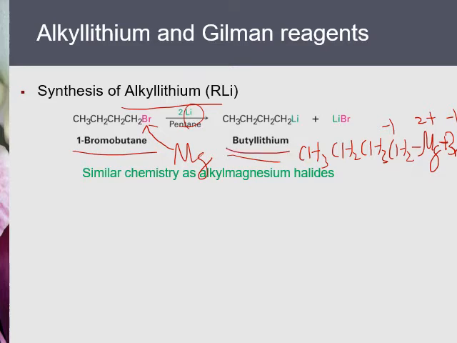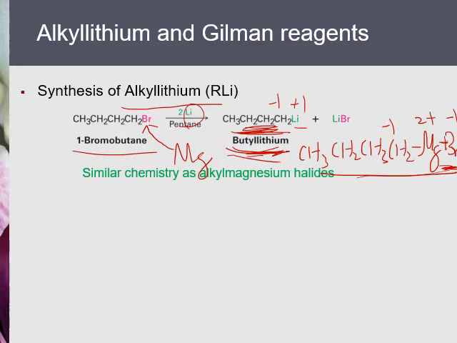Magnesium is 2+, bromine is negative, carbon is negative, and so the charge is balanced. Now in butyl lithium, because lithium can only lose 1 electron, lithium is 1+, and therefore it only needs 1 negative carbanion. No bromine is needed. So Grignard reagent has a bromide, and butyl lithium doesn't. Butyl lithium only has lithium and a carbanion. Since butyl lithium also has a carbanion, the reactivity of butyl lithium resembles that of Grignard reagent. We're going to see that in the future.